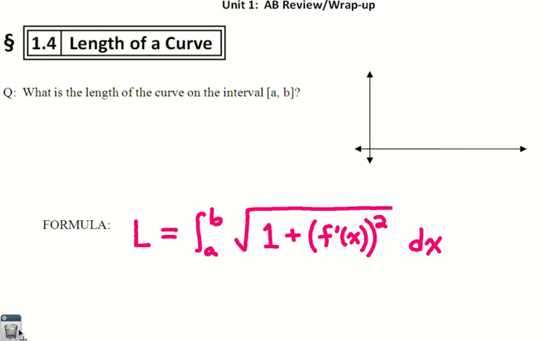So, anyway, here's the punchline. Again, this is 1.4, not 1.3. Here's a formula, and it just boils down to this: we're going to integrate from wherever to wherever, and it's going to be the entire square root of 1 plus the derivative. Whatever the function is, you take the derivative of that function, f prime of x, and you square that derivative, and you put it here in the formula underneath the square root.